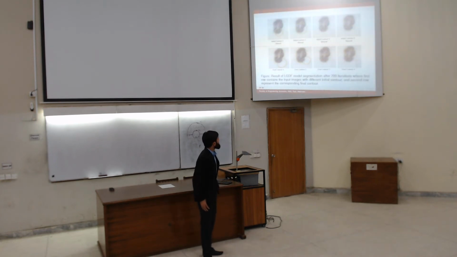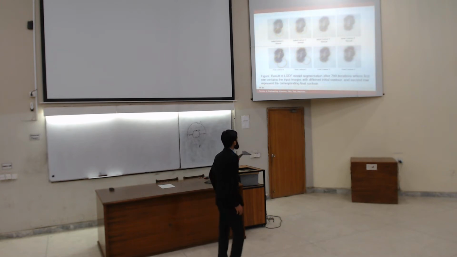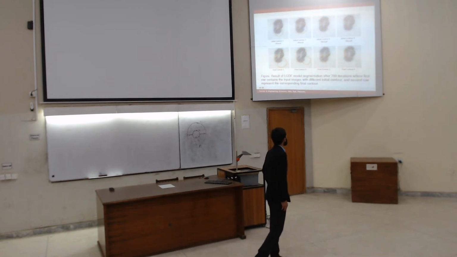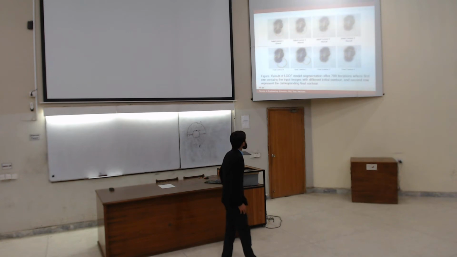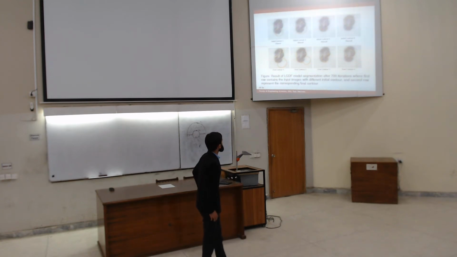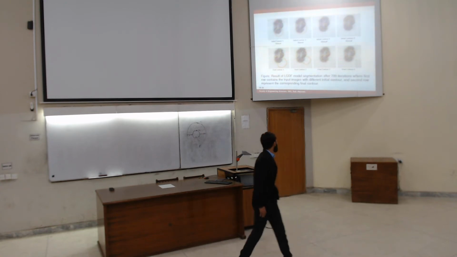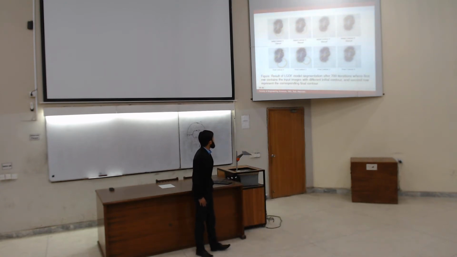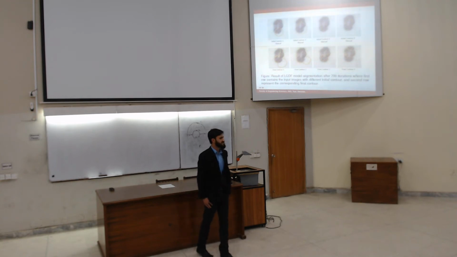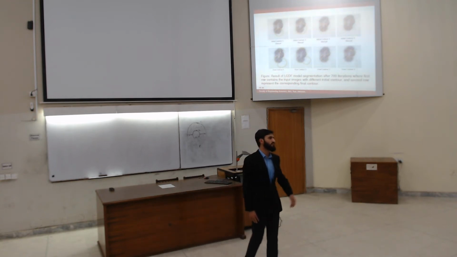Here are some examples. Medical image results of LGDF model segmentation after 700 iterations, where the first row contains the input images with different initial contours and the second row represents the corresponding final contours. If you see here, the initial contour is placed in different positions, but the segmentation results are not good. This is the main drawback of the LGDF model. Here we just focus on this issue.